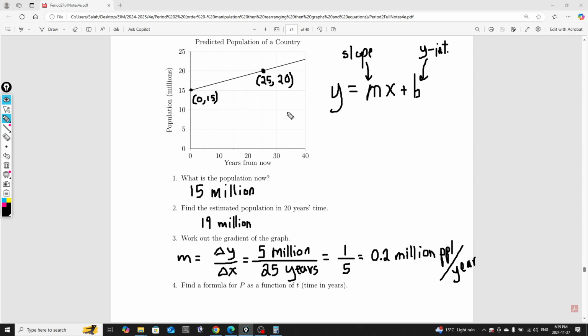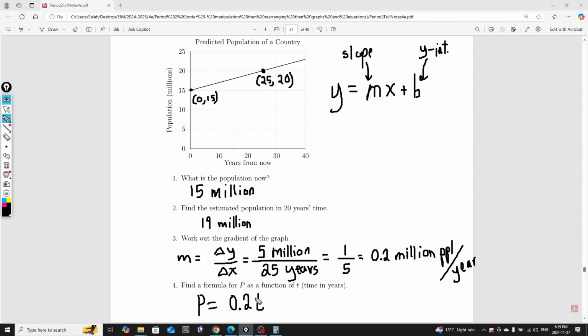Now here I'm not dealing with y and x, I'm dealing with p and t, right? Find a formula for p as a function of t. So p is going to be my y, so p equals, now my slope I already calculated, it's 0.2, so I'm going to write 0.2, and then instead of x I'm going to use t, because that's my independent variable. It's on that horizontal axis.